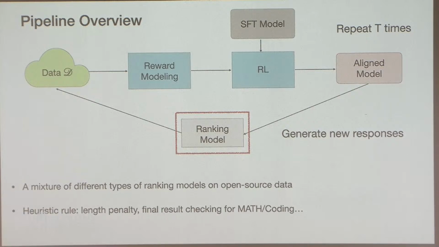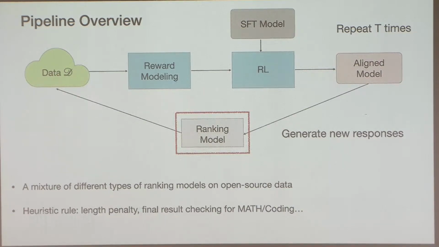And so what we do is that we try to explore different methods to construct the ranking model based only on open source data. We also want to include some heuristic methods, like increasing the length penalty, and final result checking for math or coding problems when the ground truth answer is available.